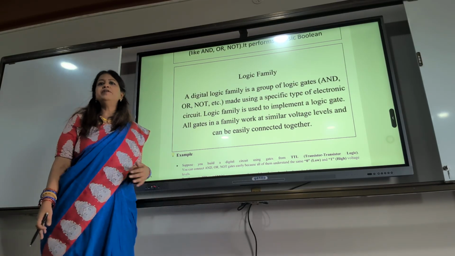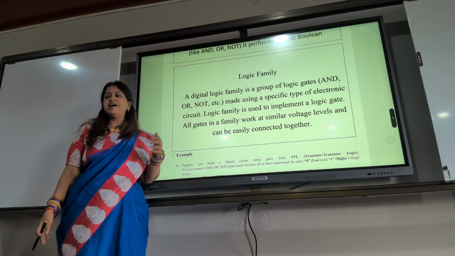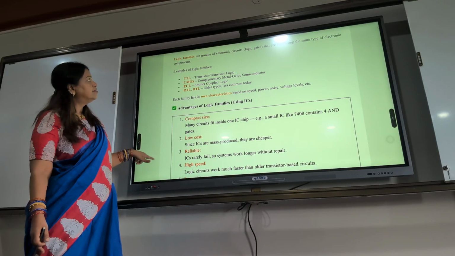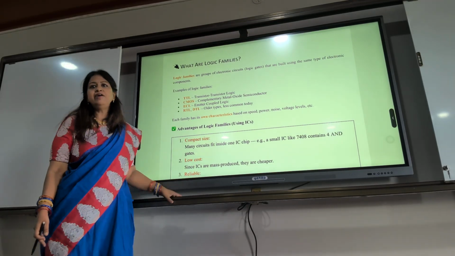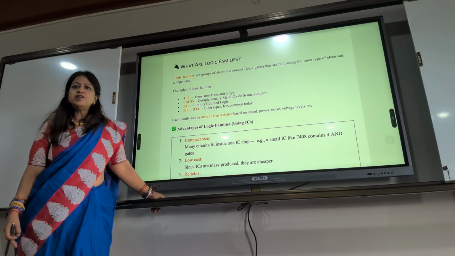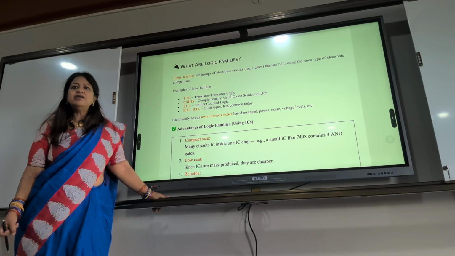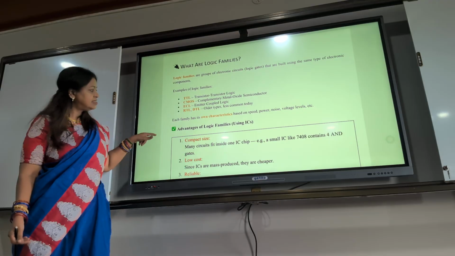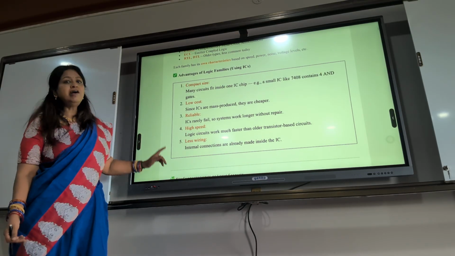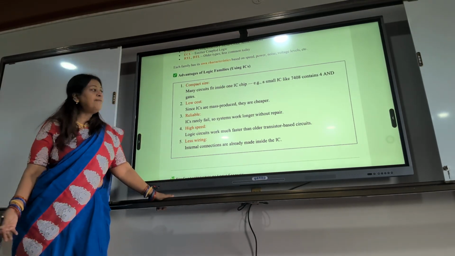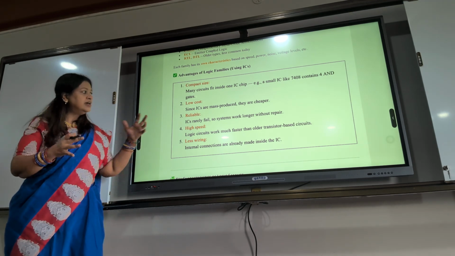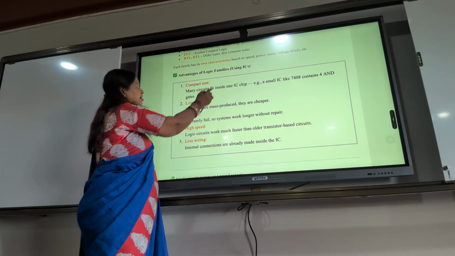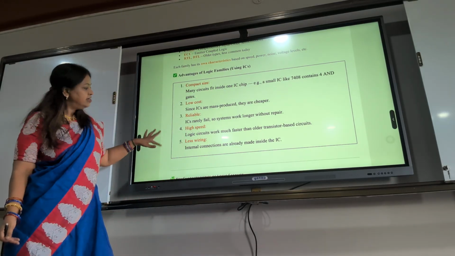Different logic families will be there. Each family will have different characteristics, different voltage levels. So logic families we have different examples: TTL logic, CMOS logic, ECL logic, then RTL, DTL logic. These are all different families. So we have some advantages of these logic families: compact size, small, low cost, reliability, high speed, less wire. So these are all some of the advantages of using integrated circuits.